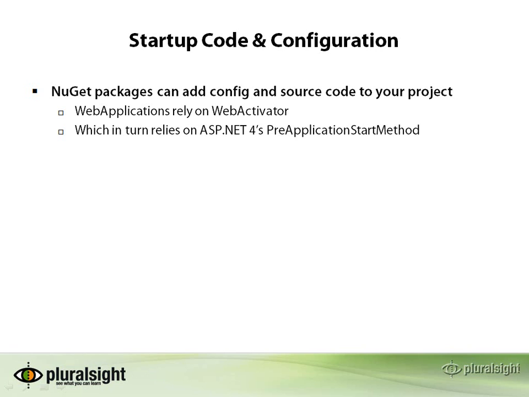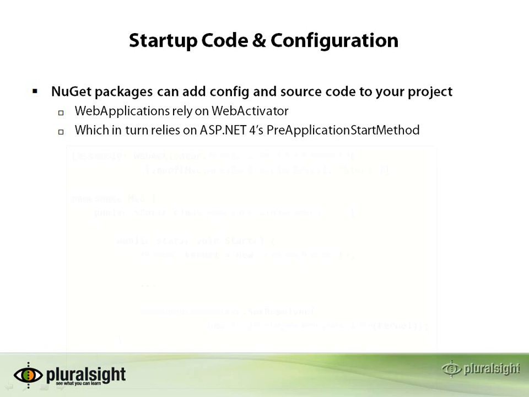It's done with a class called the web activator. And the web activator is essentially a shim that relies on a new feature that was introduced into ASP.NET 4.0 called the pre-application start method. You can have one pre-application start method per assembly. What web activator does is plug into that pre-application start method and place code in there to, in turn, execute code that you have registered with the web activator.